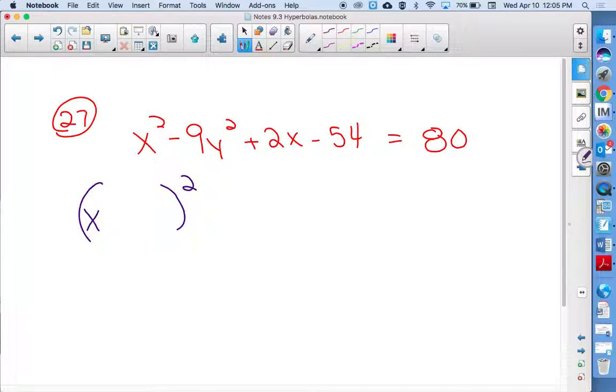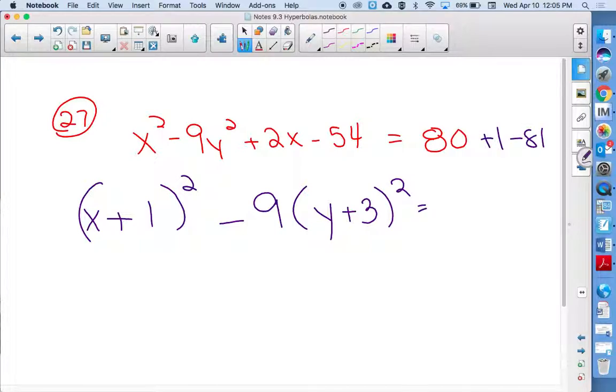Am I looking at the wrong problem? Yeah, I'm looking at 29. Okay. X plus 1 squared. So x plus 1 squared, and then with the y's, there's a 9 in front, and we end up with y plus 3 squared. And on the other side, I believe you add a 1 and you subtract an 81 while you're completing the square. So you get 0, which was not wrong.